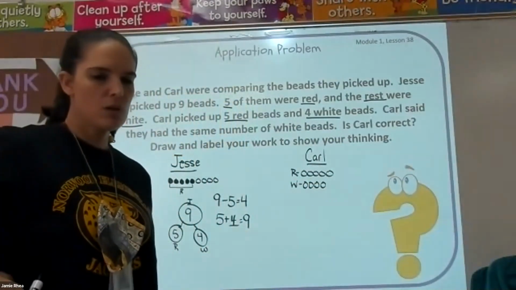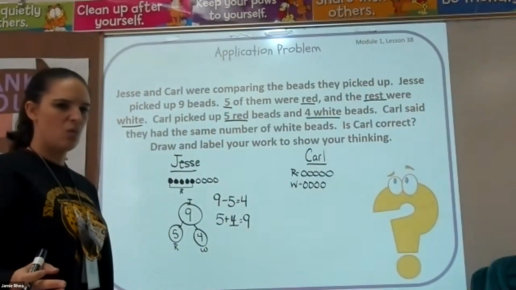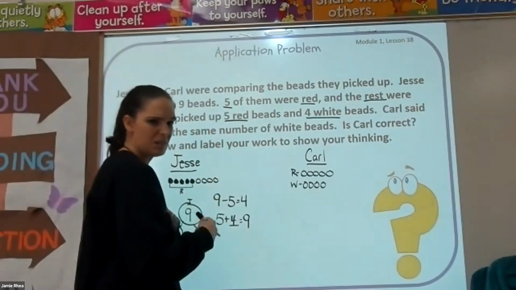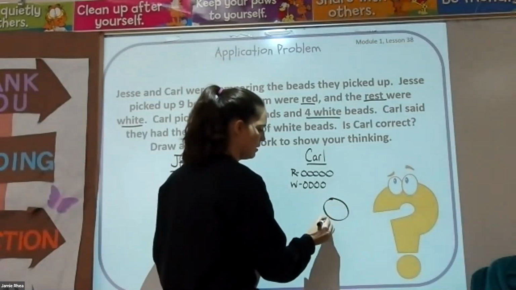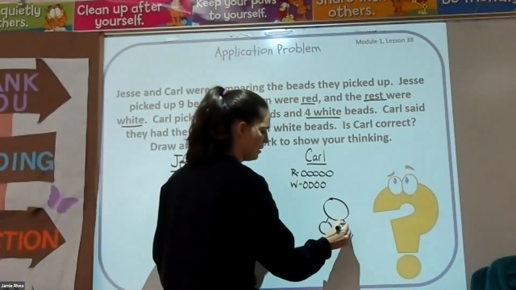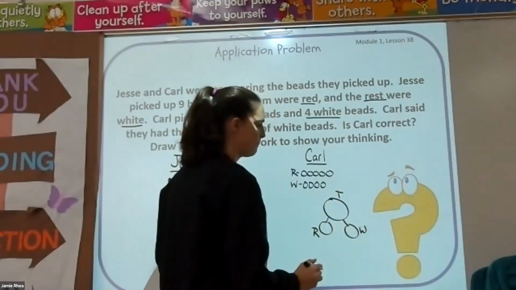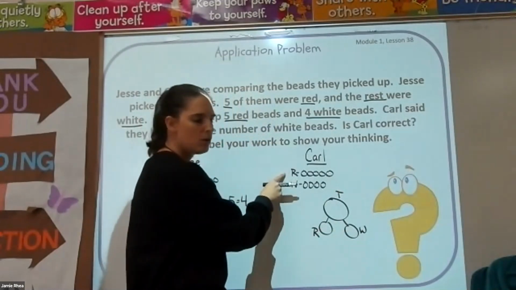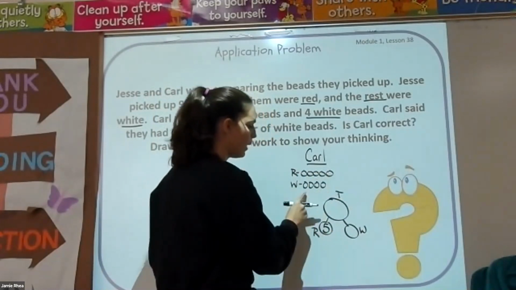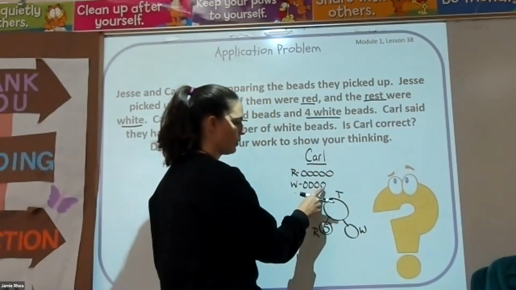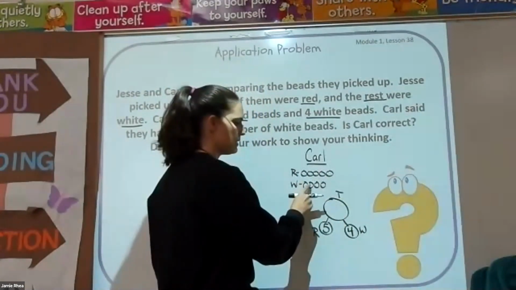Now, Carl said they had the same number of white beads. Is Carl correct? Well, let's take what we know and make a number bond just like we did for Jesse. I'm going to label it total, R for red, W for white. How many red beads did we have for Carl? 1, 2, 3, 4, 5. How many white beads did Carl have? 1, 2, 3, 4. How many beads total? 5, 6, 7, 8, 9.